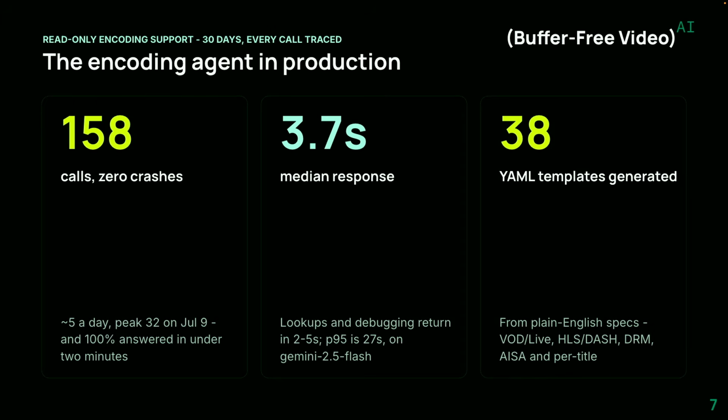So encoding is our newest agent in production. It's early, about 160 calls in the first month, roughly 5 a day, no crashes. Every single call came back in under 2 minutes. It's reasonably quick. The median is under 4 seconds, and lookups and debugging do feel pretty fast with those kinds of responses. And the part I'm most excited about, it generated 38 encoding configs.